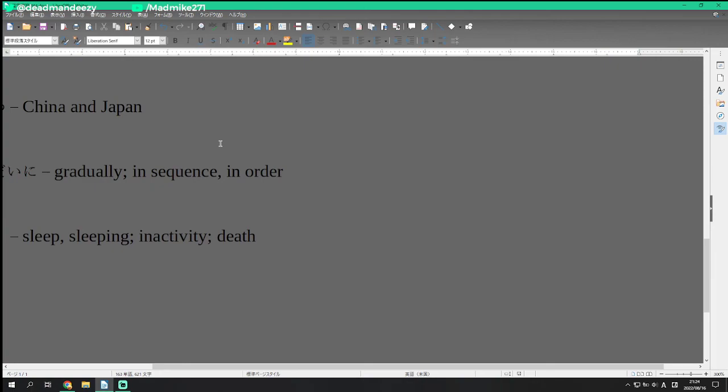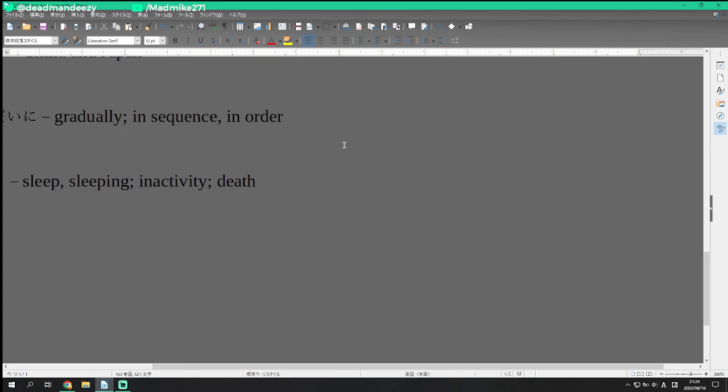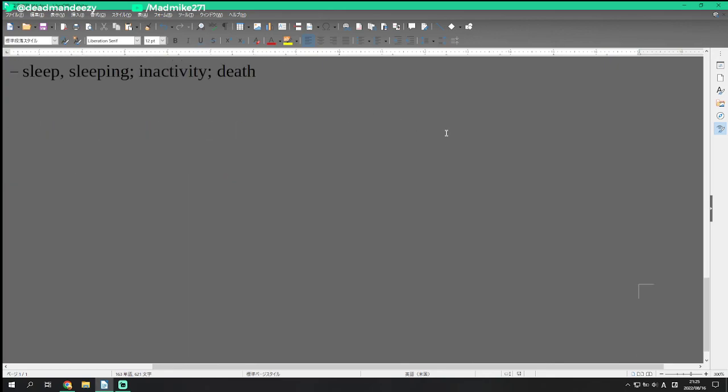China and Japan is kanwa, kan on the left side for China, and wa on the right side for peace, tranquility, or Japan. Kanwa. Gradually, or in sequence, or in order, is shidai ni, literally dependently, as each step in the sequence is dependent on the last. Shidai ni is sequentially. And finally, sleeping, or inactivity, is nemuri, from our kanji for sleeping or napping. Nemuri is a sleep, inactivity, or death.